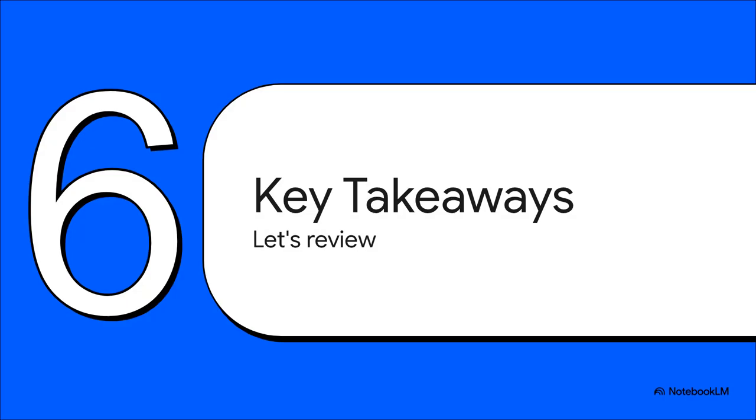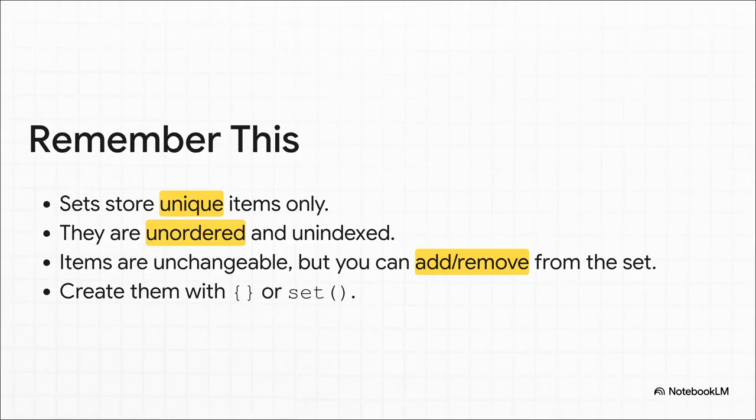Okay, we've covered a ton of ground pretty quickly here. So let's just take a moment and review the absolute key things you need to remember about Python sets. If you only remember 4 things from all this, make it these. 1. Sets are all about uniqueness. 2. They are unordered, which means no indexes. 3. You can't change items inside, but you can add and remove items from the set itself. And 4. You make them with either curly braces or the set function.